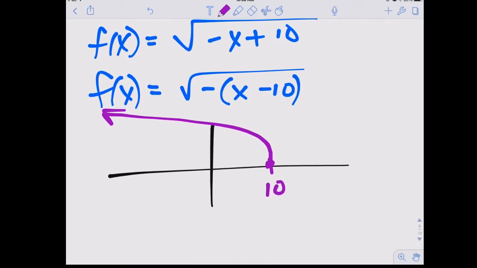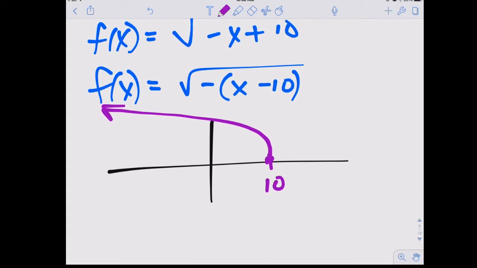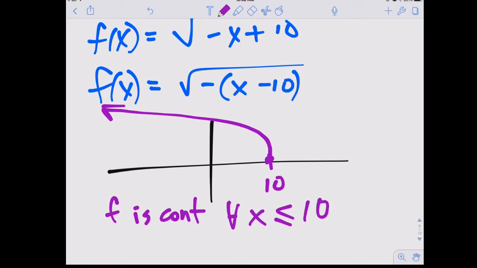And remember, because it's a radical function, it comes out kind of vertically and looks like that. Is this function continuous for all x? No, this function is continuous for all x less than or equal to 10, right? Is it continuous at 10, the right endpoint? Yeah, we said it was continuous at the right endpoint because the function value at 10 and the limit from the left of 10 are the same.